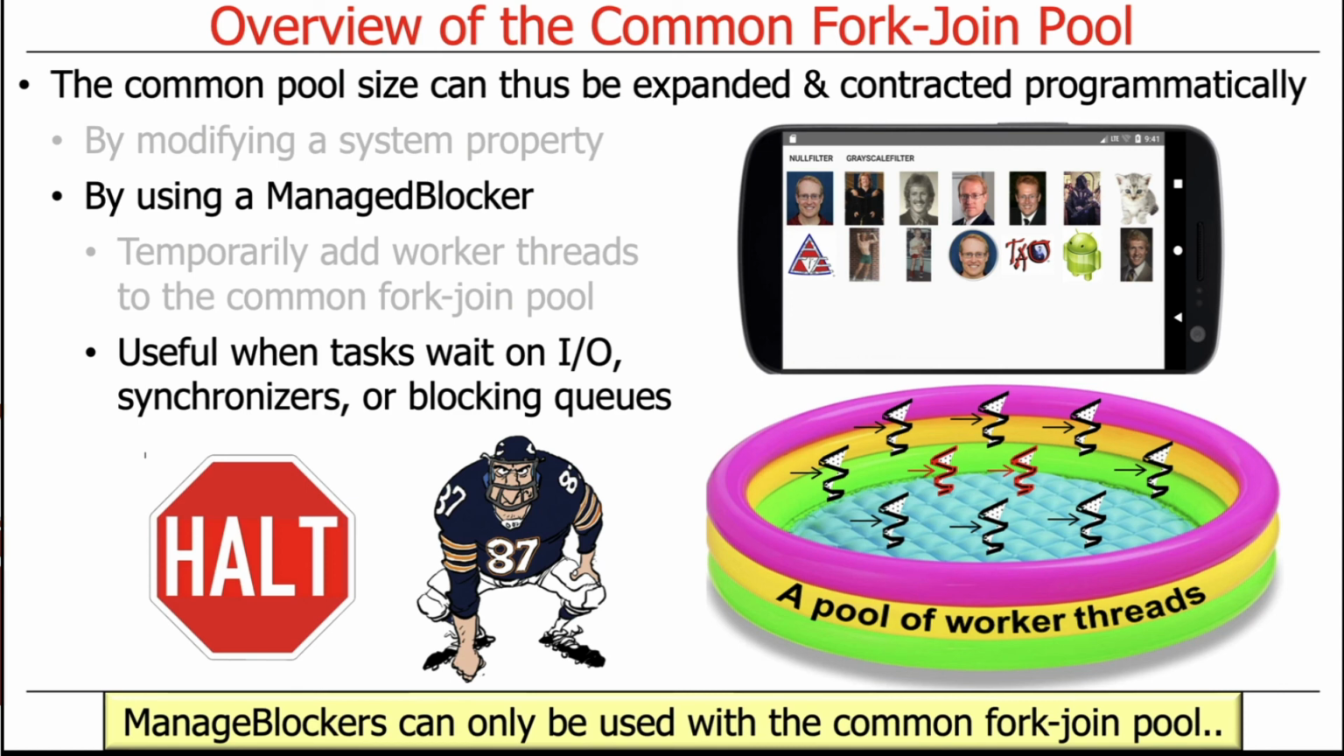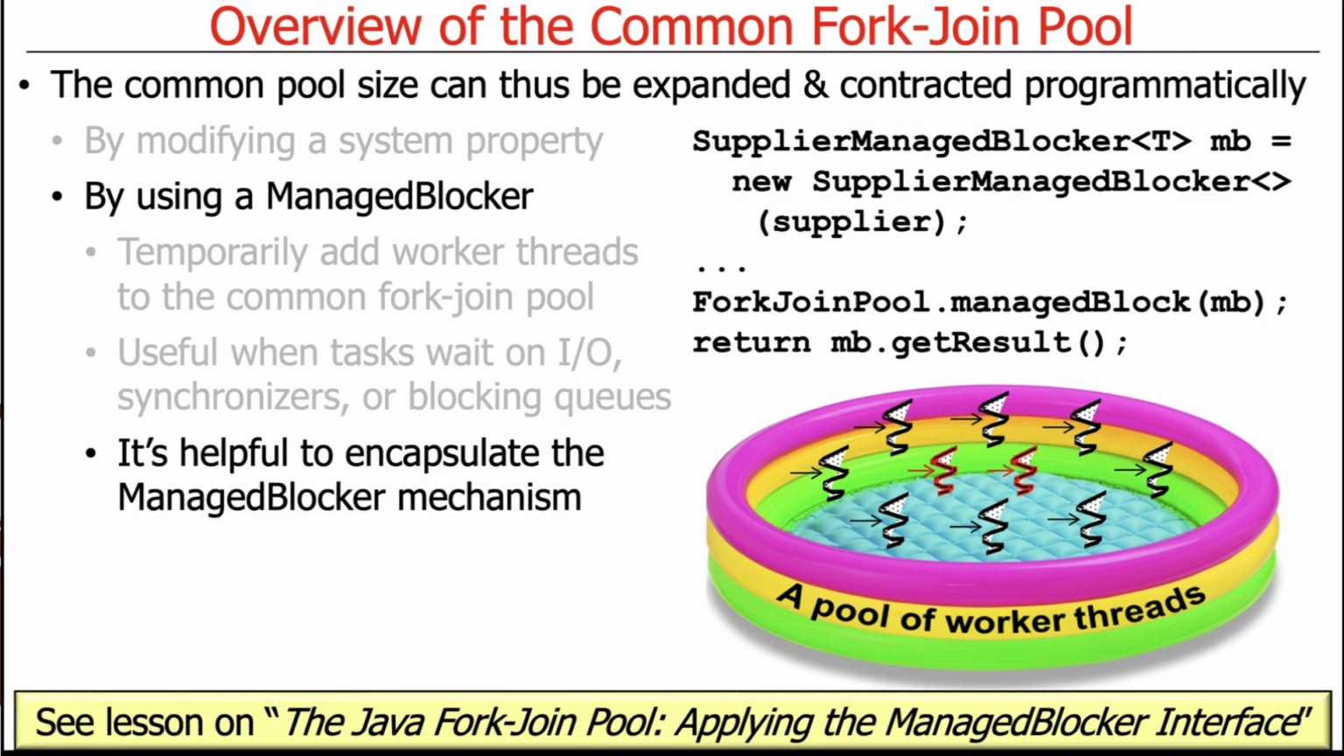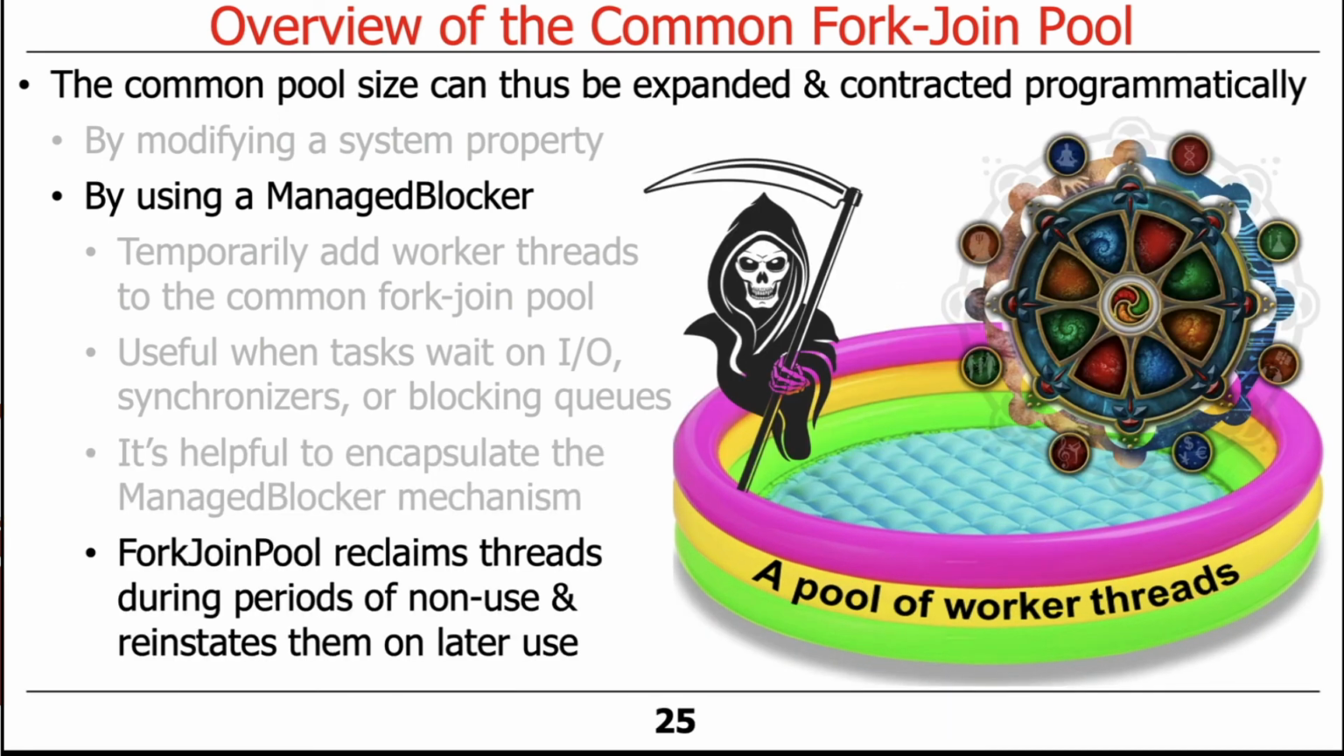Now, something to remember about managed blocker: it can only be used with the common fork join pool. It can't be used with any other thread pool in general, and it can't be used with any other instance of fork join pool in particular. It can only be used with the common fork join pool. And another thing to note, and we'll go into this in more detail shortly, it's very helpful to encapsulate the managed blocker mechanism within some kind of wrapper, because the underlying mechanism is a little bit goofy and complicated, and therefore you're better off if you encapsulate it. And I'll show you one neat way to encapsulate it.